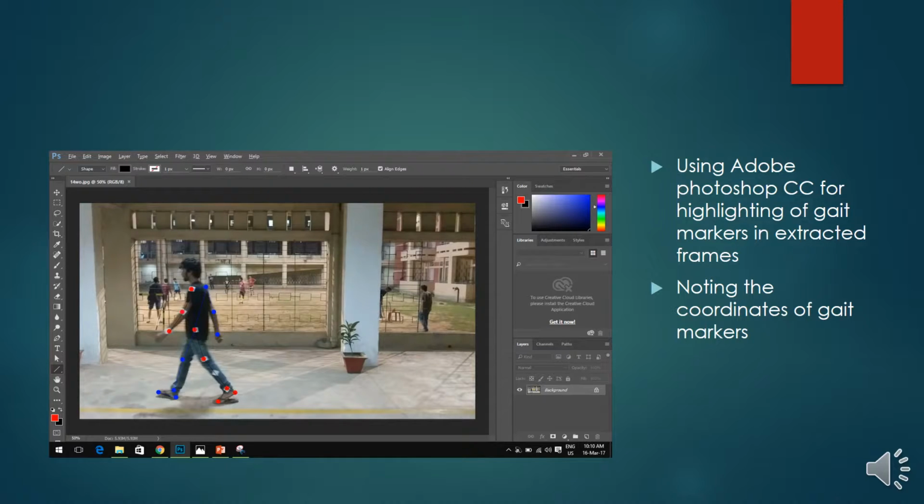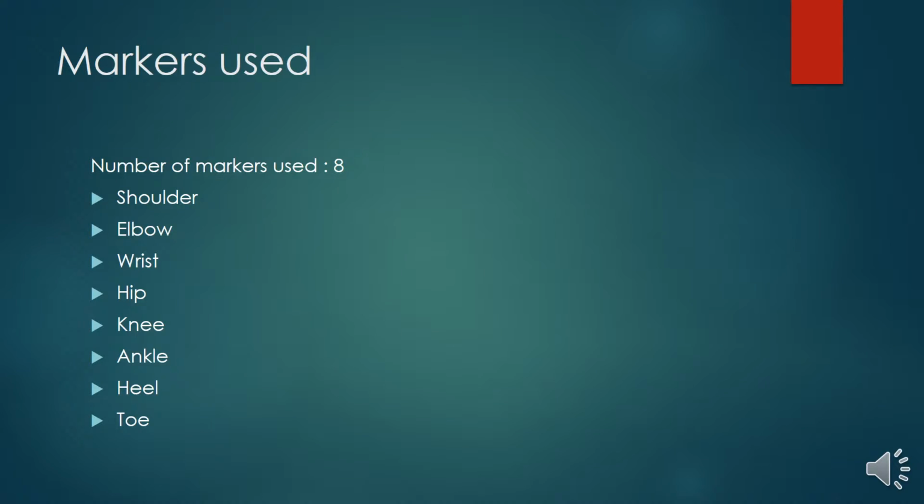So after getting the frames, we used Adobe Photoshop for highlighting the gait markers in the extracted frames, and the coordinates of gait markers were noted. The markers on the front side were colored red and the markers on the hind side were colored blue. We used 8 markers: one on the shoulder, one on the elbow, wrist, hip, knee, ankle, heel and toe.